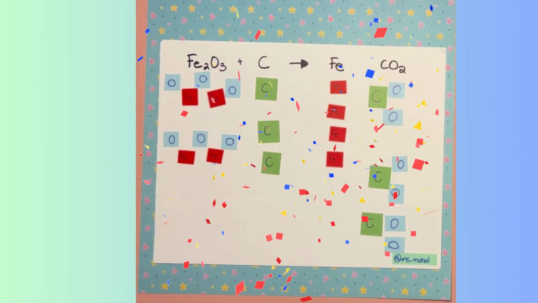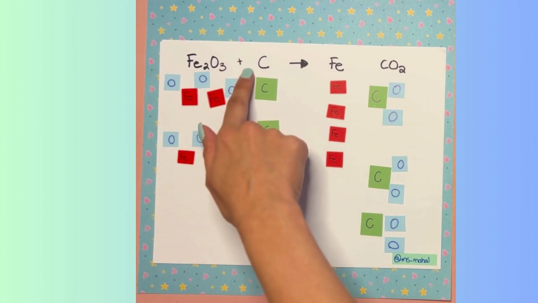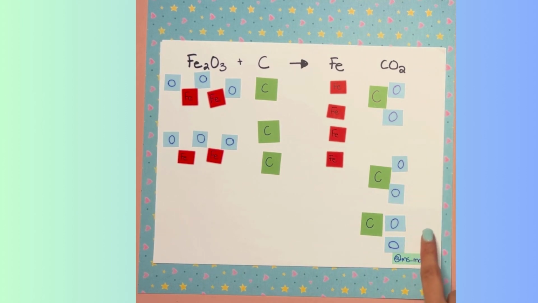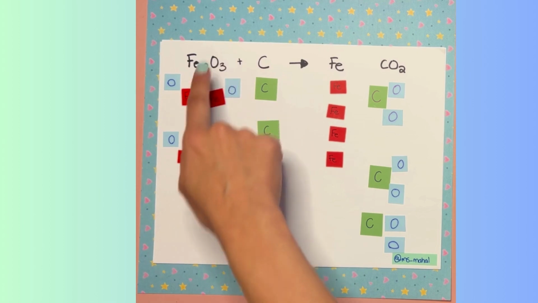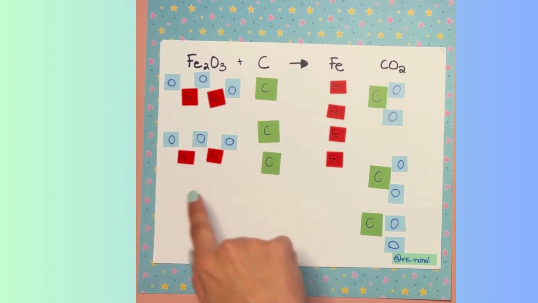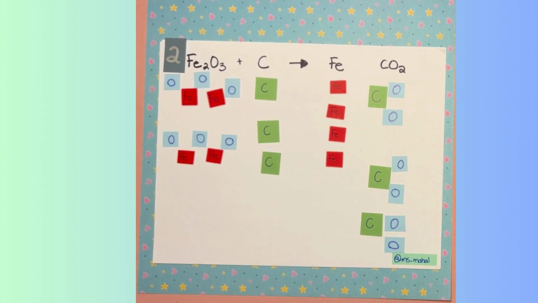All right, so yes, of course, everything is balanced. We can see it there. So now we need to add the coefficients, or the number in front of the compounds, to tell us how many molecules we've used of each one here. So starting with the iron oxide, I've got 1 molecule of Fe2 and 3 oxygens, and another one right here. That means a 2 is going to go in front of that.